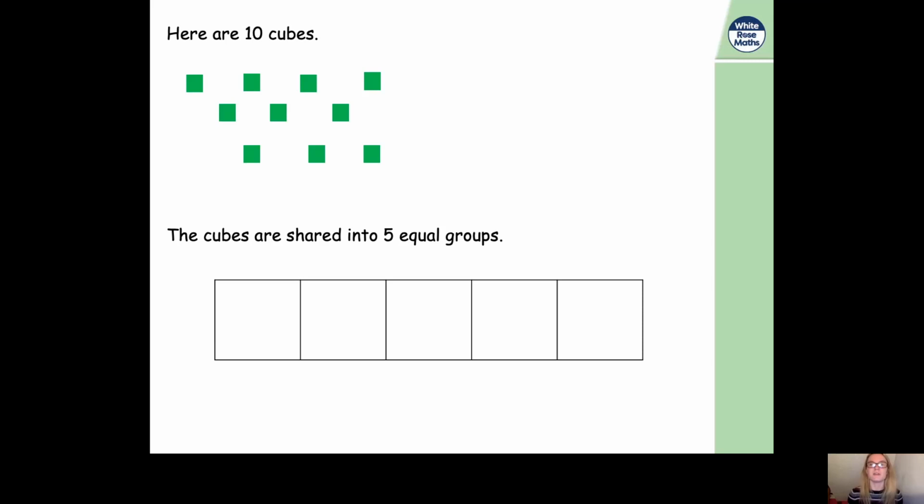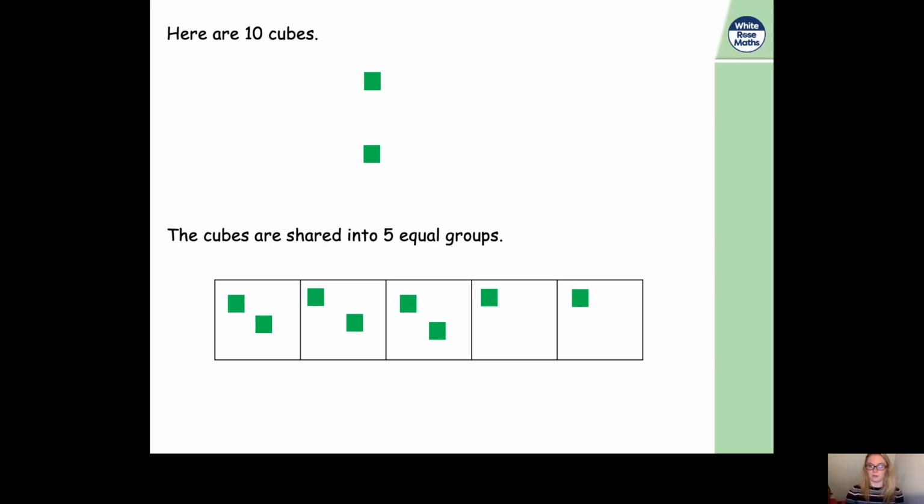Okay, year 2, did you share out your 10 objects into 5 groups, and were the groups equal? Fantastic. Let's see how I get on with this question. I'm sure you did a brilliant job. Okay, so I'm sharing out my cubes. Oh, there you go. Each of my groups has 1 cube in. Let's keep sharing though, because we've got some more cubes, haven't we? Oh, there we go. Now I've used all of my cubes.